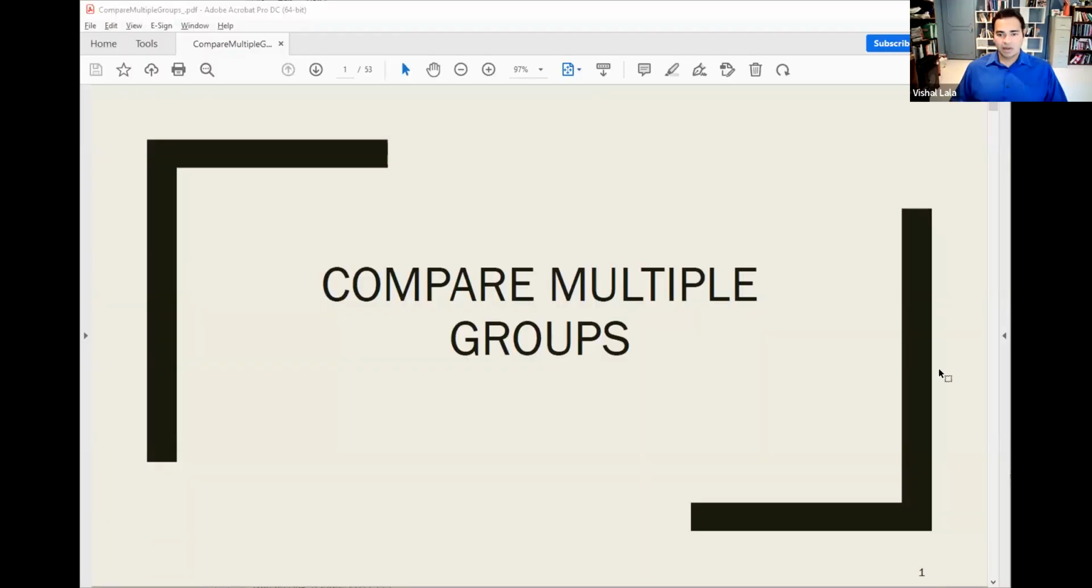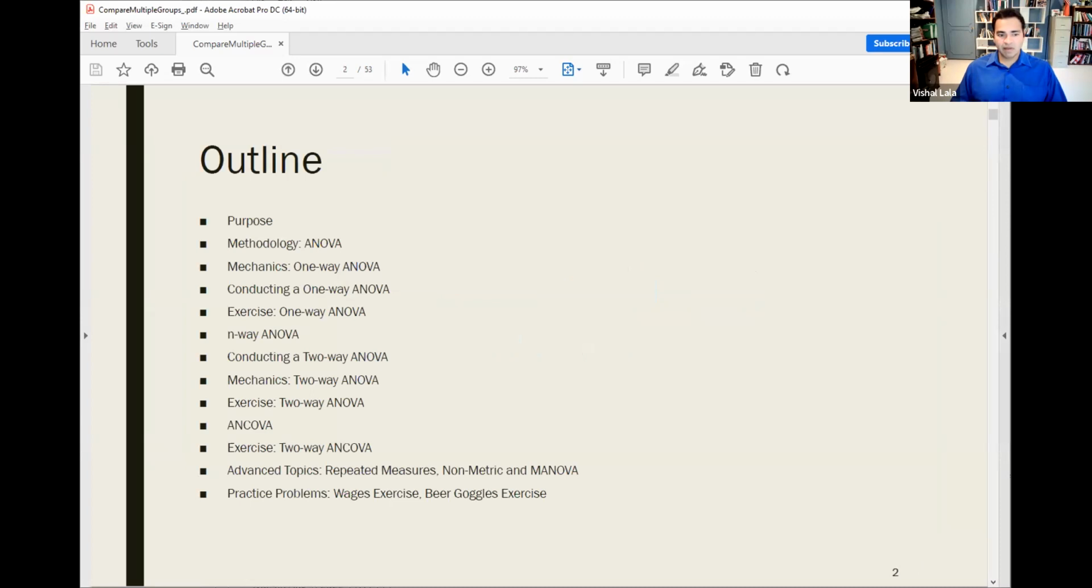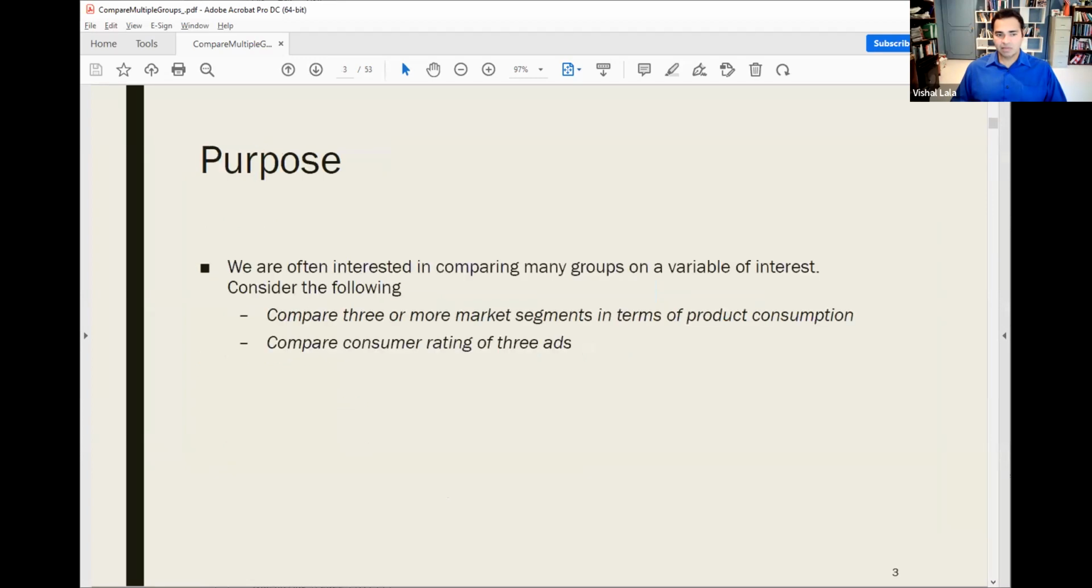Hi, in this session, I'll talk to you about comparing multiple groups. We'll discuss the motivation for doing so and the analytical techniques to implement such comparisons. In comparing multiple groups, we'll discuss the many techniques used for comparing multiple groups. These include various flavors of ANOVA. We'll also examine how to conduct ANOVA using a couple of examples.